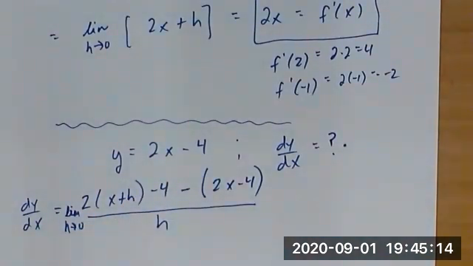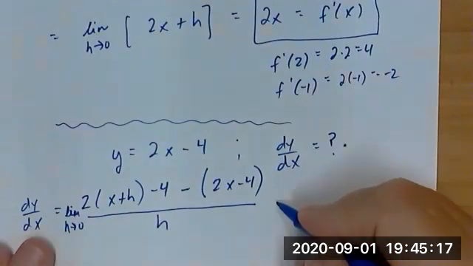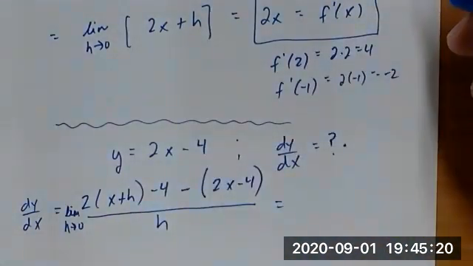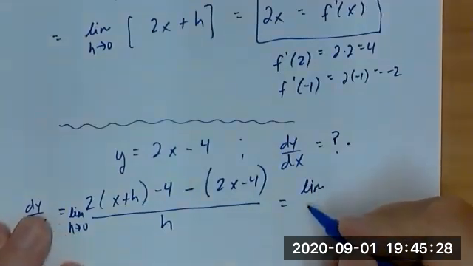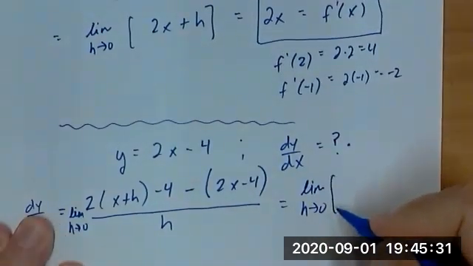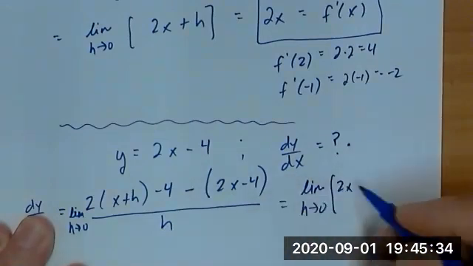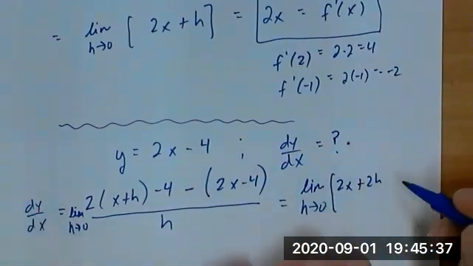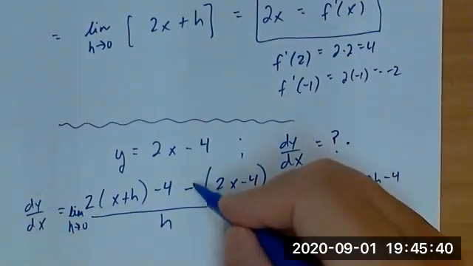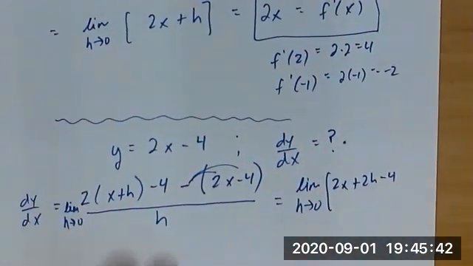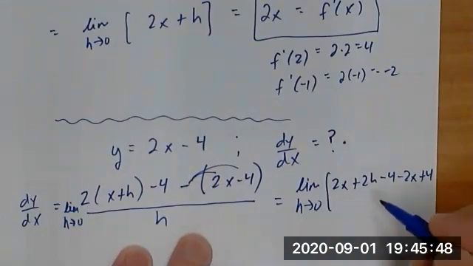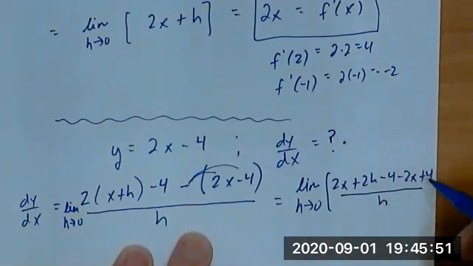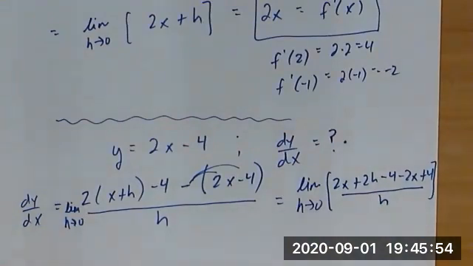as h approaches 0. So once again, let's simplify what's inside the limit, and we'll take the limit. So if I multiply out the parentheses, 2x plus 2h minus 4. Now this minus gets applied to both terms inside. Minus 2x plus 4 all over h.